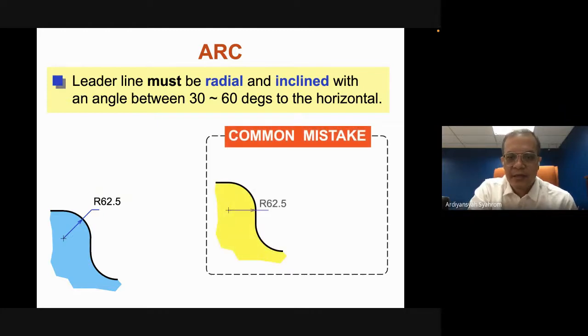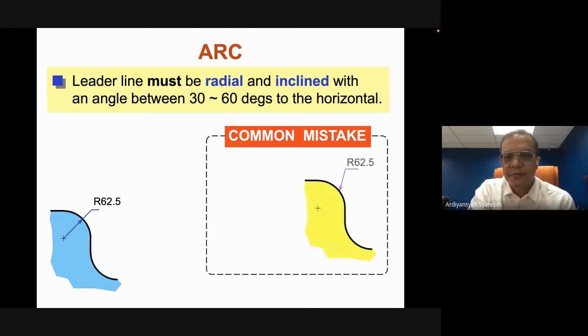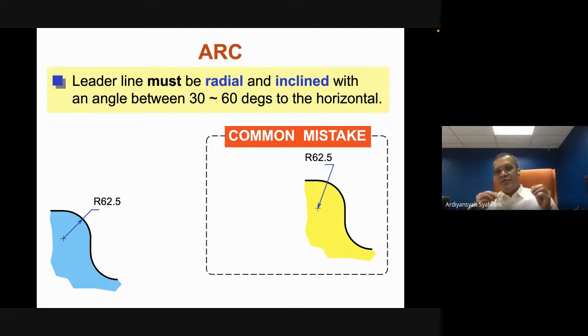Common mistake: that is horizontal or vertical. That is the common mistake. It looks not nice, you know. I believe this happens in the CAD system. You want it faster because that is too easy, you just drag the line, drag the line, drag the line.